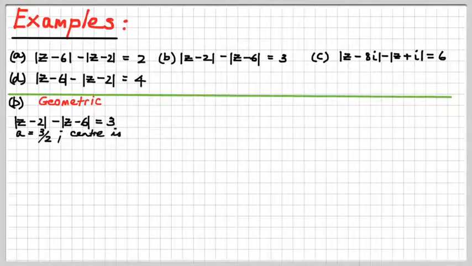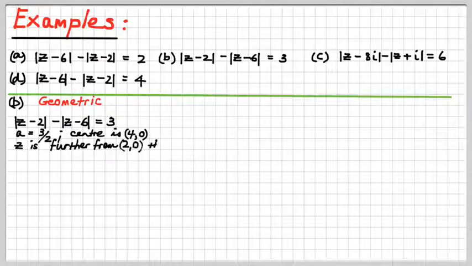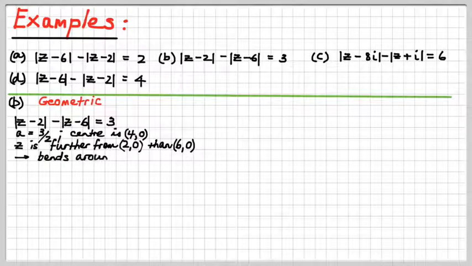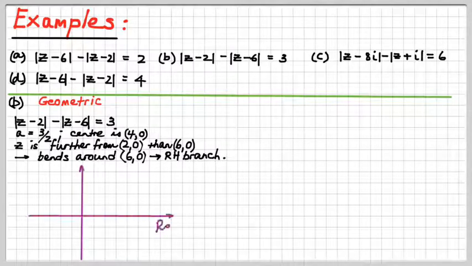Now, we know that because this is a left-right one, because these guys are orientated in a horizontal fashion from each other. These guys, 2 and 6, they're 4 apart horizontally, therefore it's a left-right one. In this case, A is going to be 3 over 2, it's half of this, and the centre is going to be 4 and 0 because it's halfway between here and here. Now, Z is further from 2 on this occasion than it is from 6, so it's going to bend itself around the 6 focus. Therefore, it is the right-hand branch.